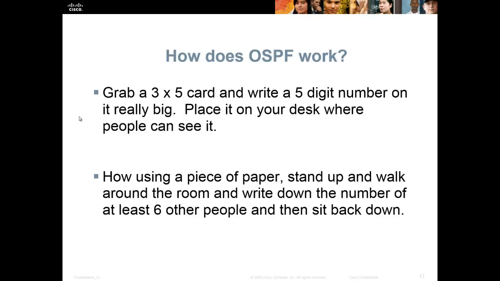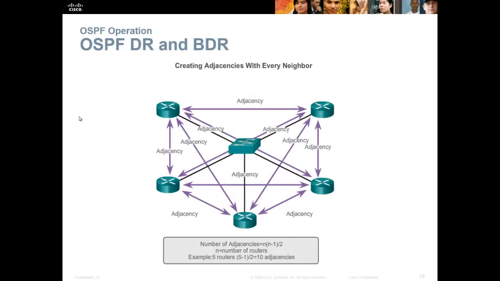All right, so how does OSPF work? If you're in the classroom, we grab a 3x5 card, everybody writes a 5-digit number on it really big, and then they sit it on their desk. Then they grab a piece of paper and they stand up and walk around the room and they have to write down at least 6 other numbers from other people's desks. So the whole room stands up, there's a big cluster as everybody's walking around trying to grab information, so it looks miserable. And that's exactly what happens in OSPF. We form all these adjacencies, we're flooding information out, and it creates a lot of traffic.